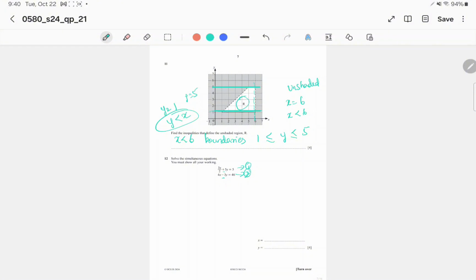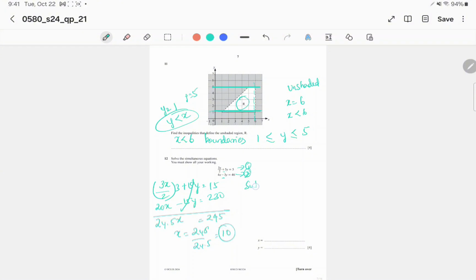Okay, multiplying the first equation by 3, it is 6x plus 15y equal to 15. Multiplying the second equation by 5, it is 20x minus 15y equal to 230. Directly both will get cancelled. So here the answer is 24.5x, here it is 245. So x is equal to 245 divided by 24.5. It is 10. Okay, x is 10.